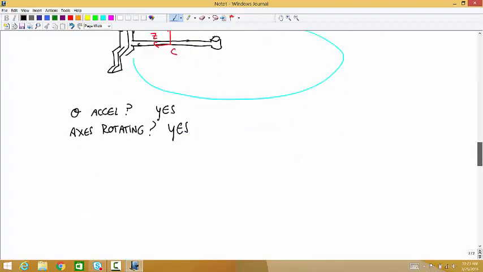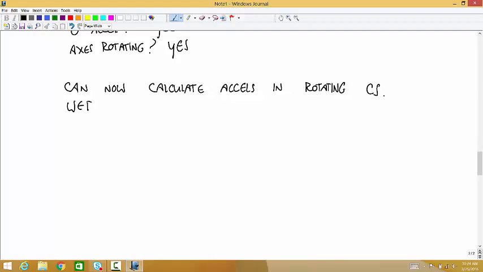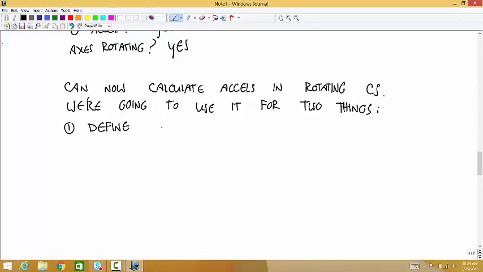Okay, so we have this new tool, a way to calculate accelerations in rotating coordinate systems. And we're going to use it for two things. The first one is to define a position, velocity, and acceleration vector using polar coordinates.